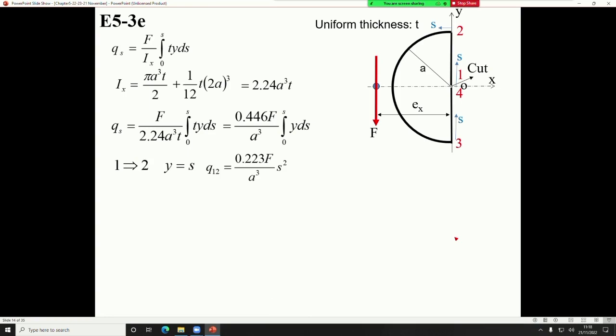Now, how do we find the shear flow at point 2? If you know the answer, please raise your hand. How do I find the shear flow at point 2? What value do I have to enter for S in this equation to find the shear flow at point 2? Yes, please. S equals a. S equal to a, yes. So if I substitute this relation, it gives me 0, and for 2 to 3, F over a.